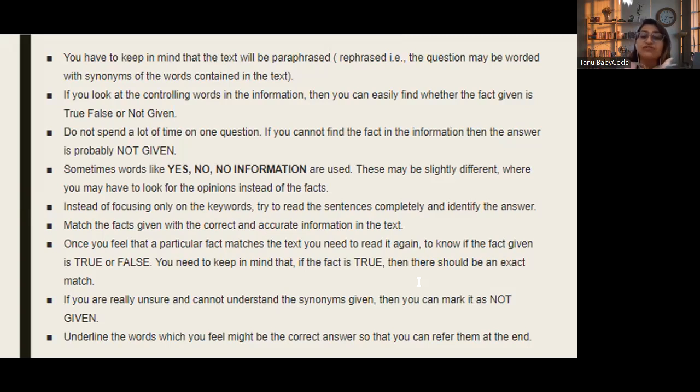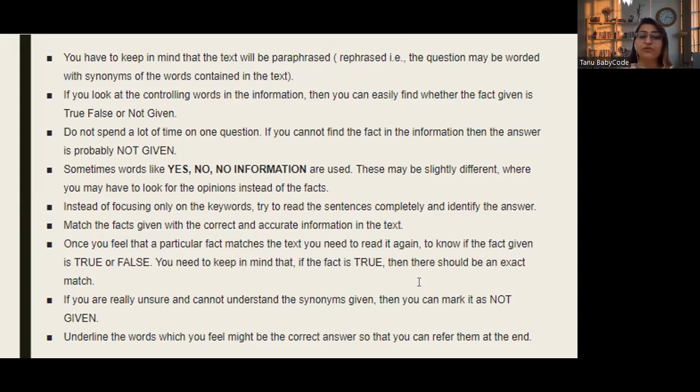Sometimes words like yes, no, not given, or yes, no, no information are also used because they may be slightly different, as you may have to look for opinion instead. I'm going to deliver a complete session on yes, no, not given also, but I'm just giving you an idea that there can be situations when true, false, not given comes, and then yes, no, not given also comes. So instead of focusing only on the keywords, try to read the sentence completely, identify the answer also, and match the facts with the correct and accurate information in the text.